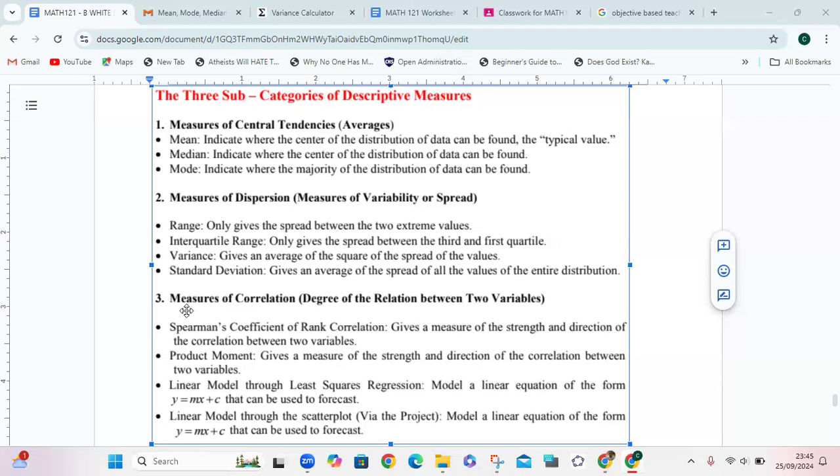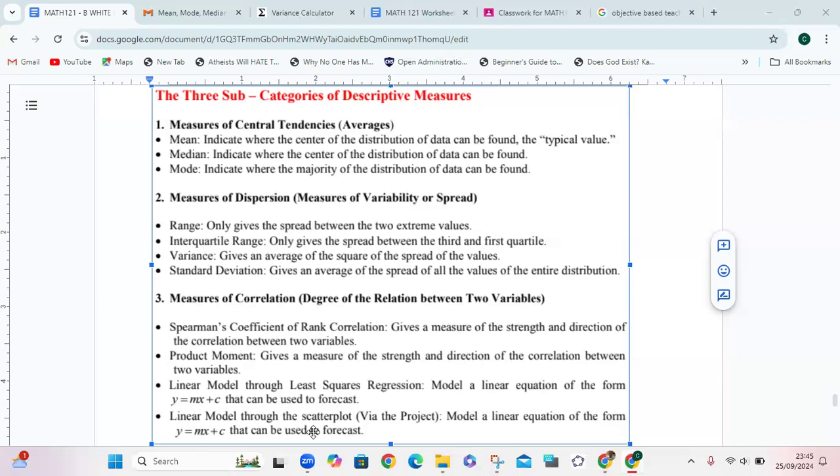And then you have the measures of correlation, which gives you a measure of the degree of the relationship between two variables. You've got Spearman's coefficient of rank correlation, and the product moment. And then you have linear regression, where you're going to model a linear equation using least squares or using the scatter plot.